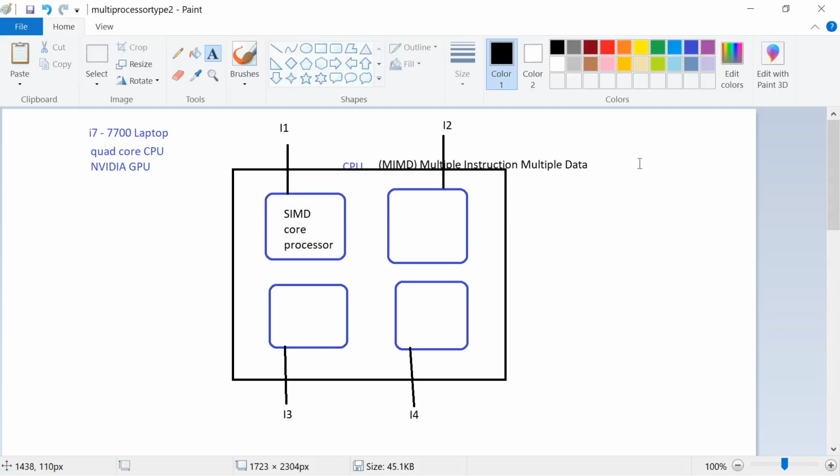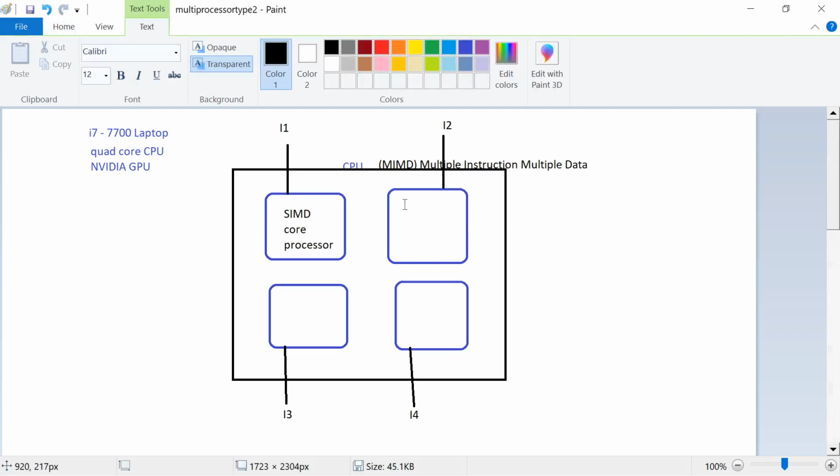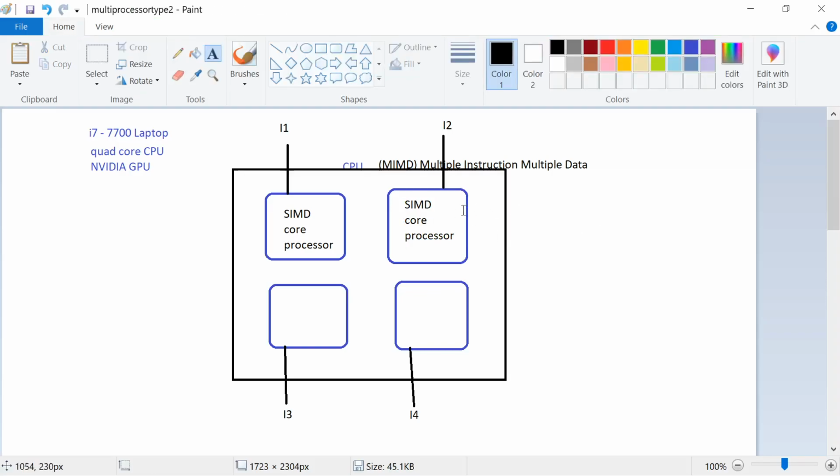So as a whole it is MIMD, but inside my MIMD I have a 4 core processor, and each one of them is what? SIMD, single instruction, multiple data. So the moment you say multiple data, what are we saying? We are saying that I most likely have multiple data lines coming inside my system for each core.